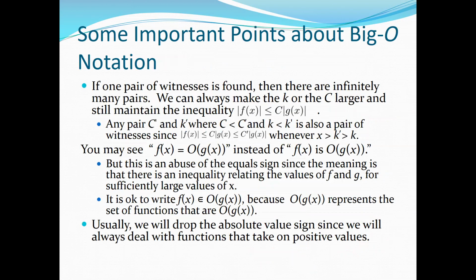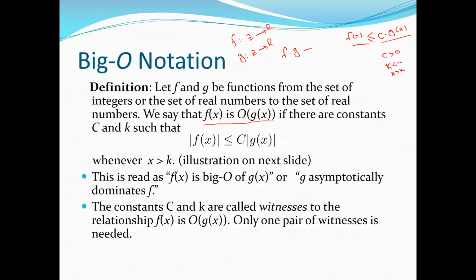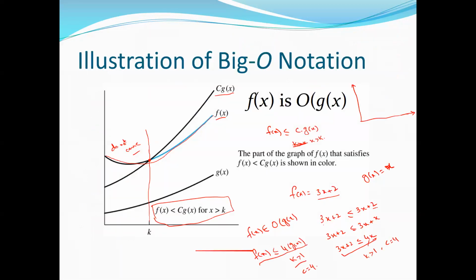What do we mean by a pair of witnesses? The constants c and k that we have just found are called witnesses to the relationship f of x is order of g of x, big O of g of x, right? So this pair c and k is called the witness pair, where both are positive integers, such that c is greater than 0 and x is greater than k, right?